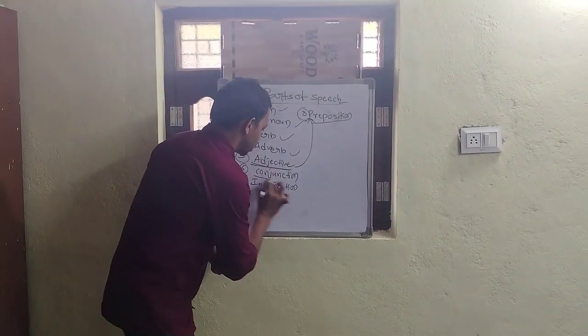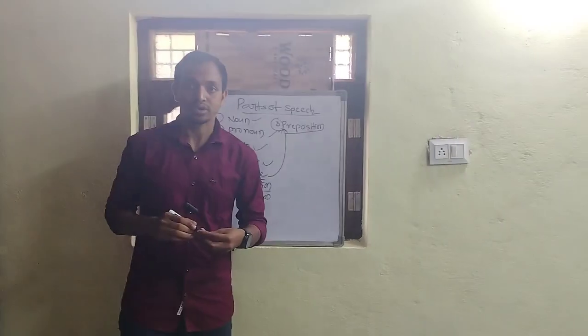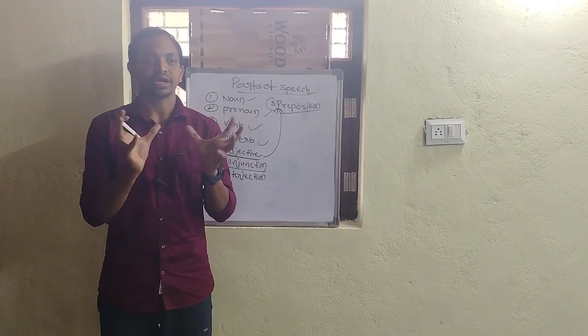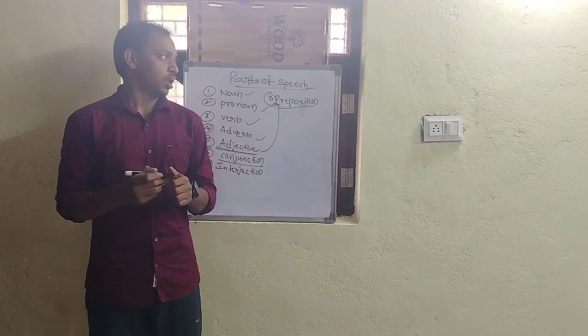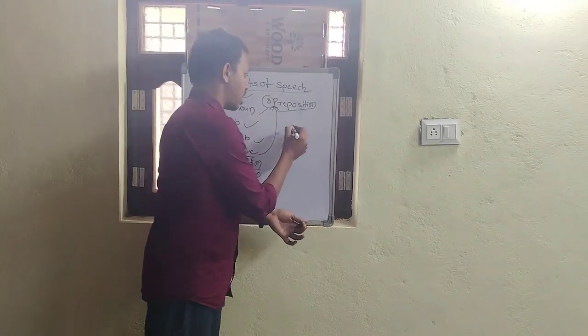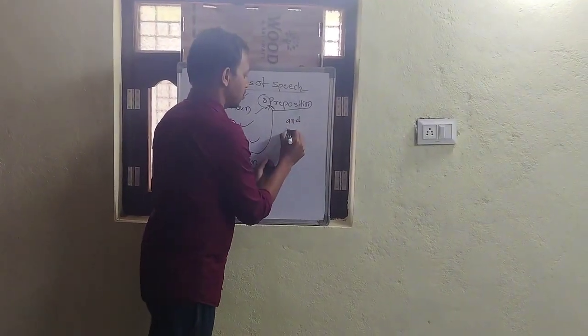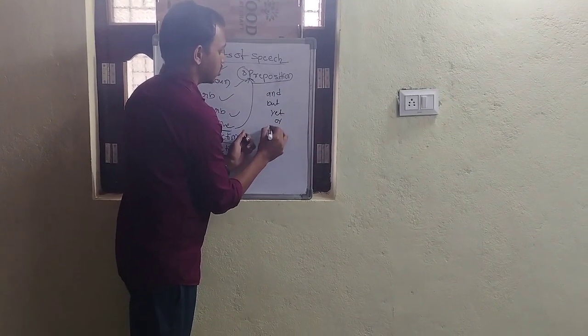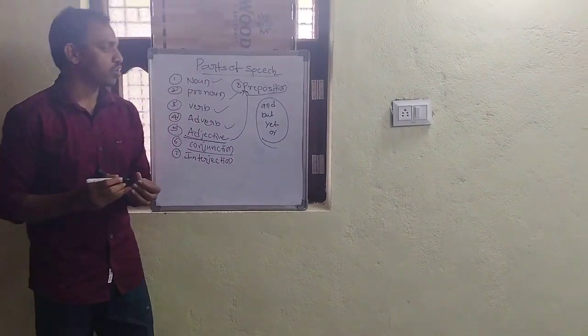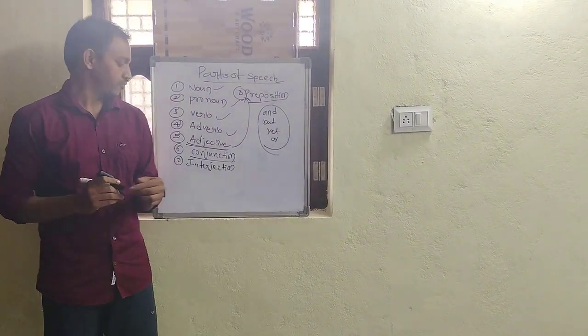And coming to conjunctions: conjunctions are words that join two sentences or join two words. For example: and, but, yet, or. So these are all called conjunctions.